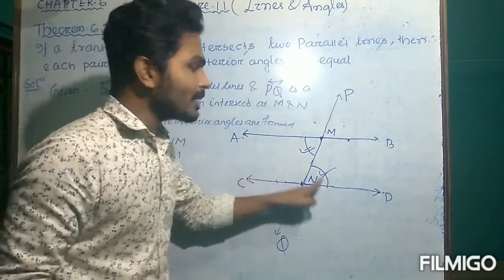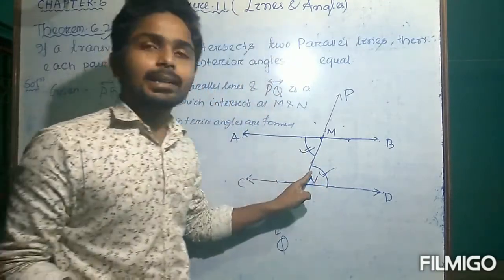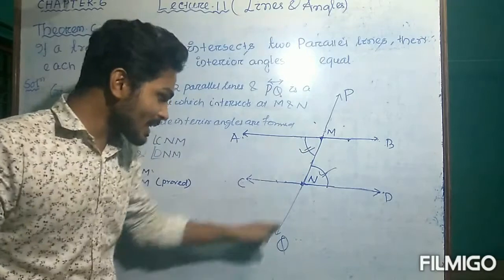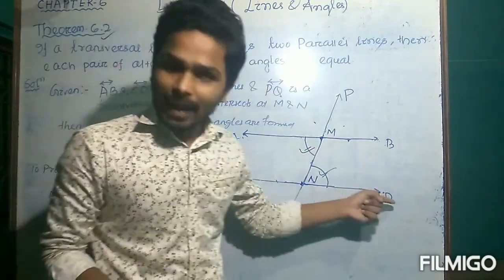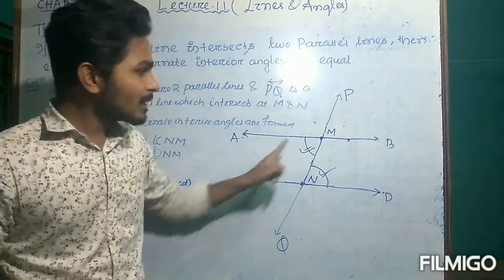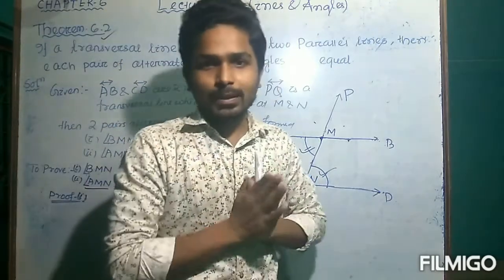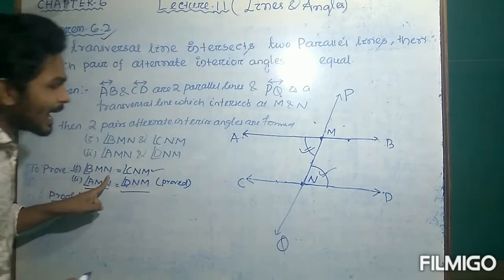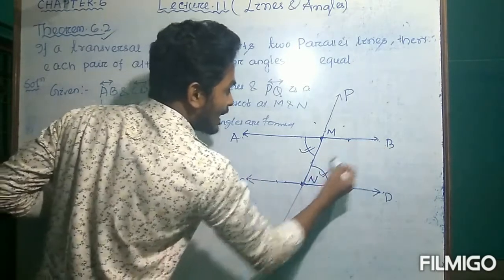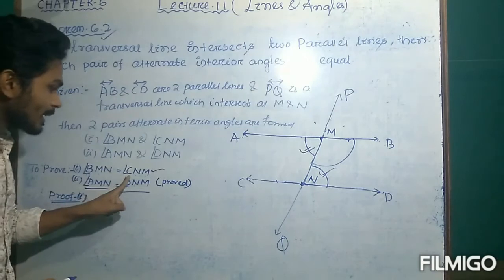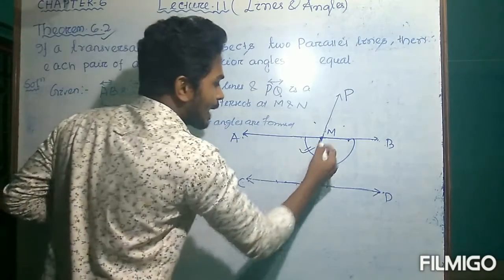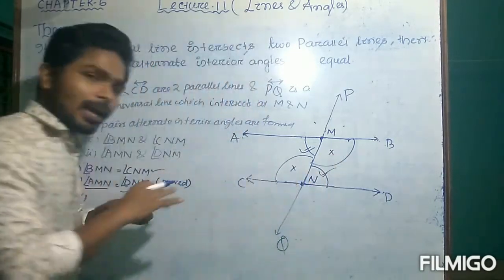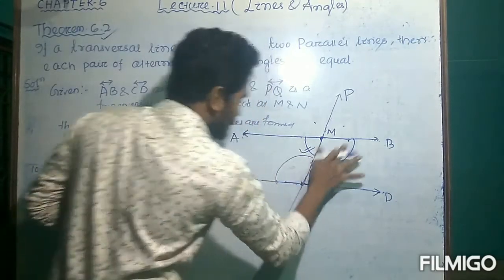These two angles are equal, and these two angles are also known as alternate interior angles, right? So from theorem 6.2 we get an idea that whenever a transversal line intersects two parallel lines at two distinct points, then the pair of alternate interior angles are equal, right? Now we will prove the first statement, that the angle BMN, this angle, is equal to the angle CNM, this angle. So let's prove whether these two angles are equal or not.